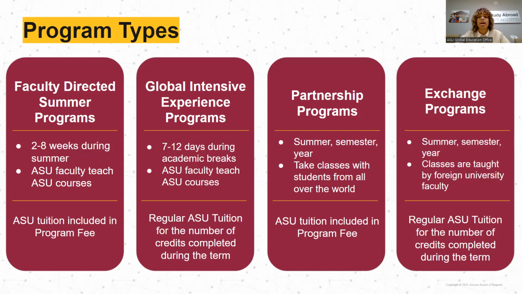So the first type of long-term program that we have is called a partnership program. These are summer programs, semester-long or year-long programs. And how it works is that it's an ASU partnership with an outside organization. And students will take classes with students from all over the world, usually at local institutions. And how the finances work is that students will pay their ASU tuition included in the program fee.